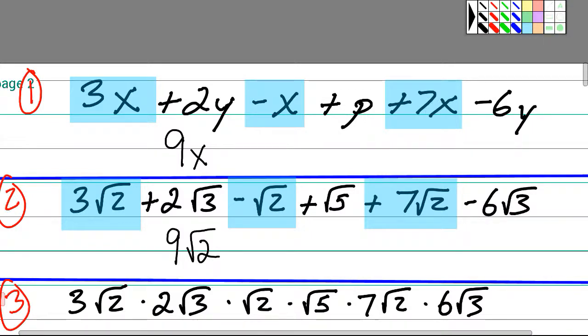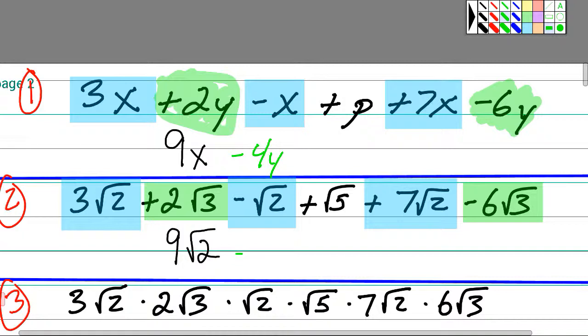If I had plus 2y, and I take away 6 of them, what's that leave us at? Negative 4y? I believe so. Negative 4y. Let's do the same thing for our root 3's here. I got a positive root 3. Take away 6 of those root 3's. Puts me at a negative 4 root 3.